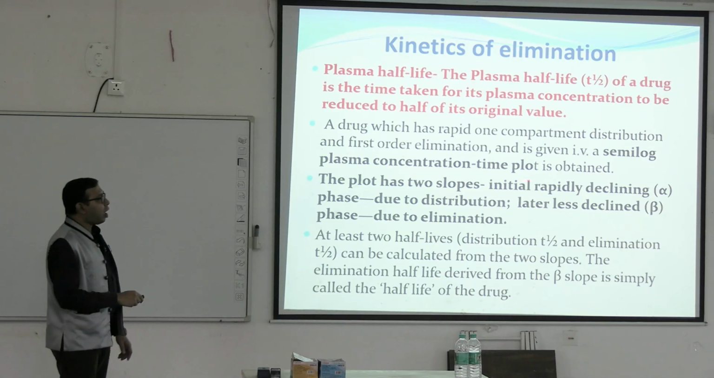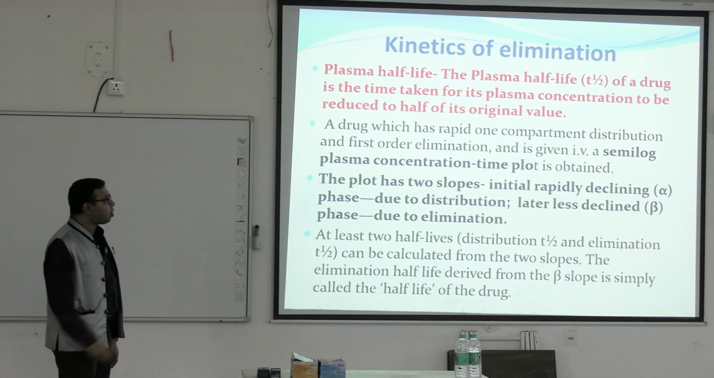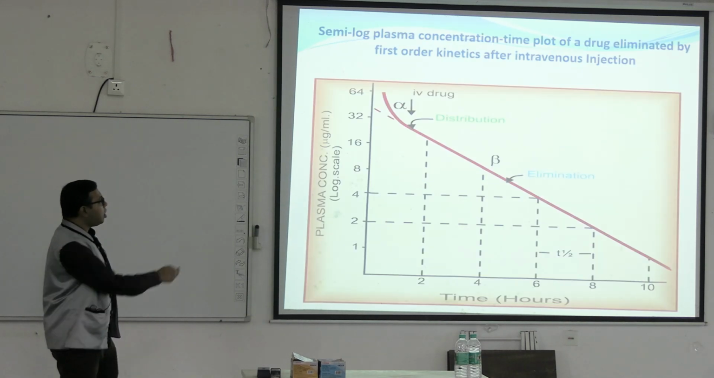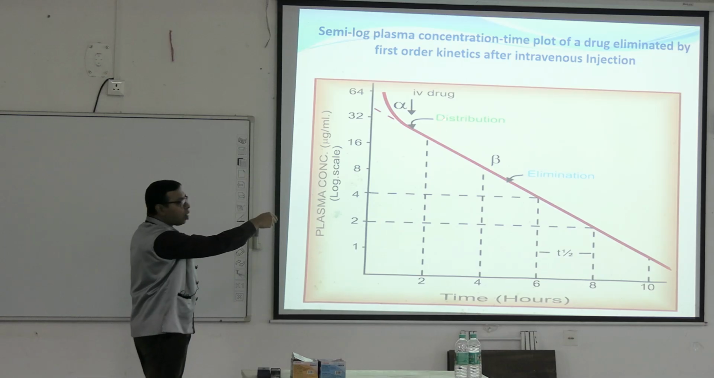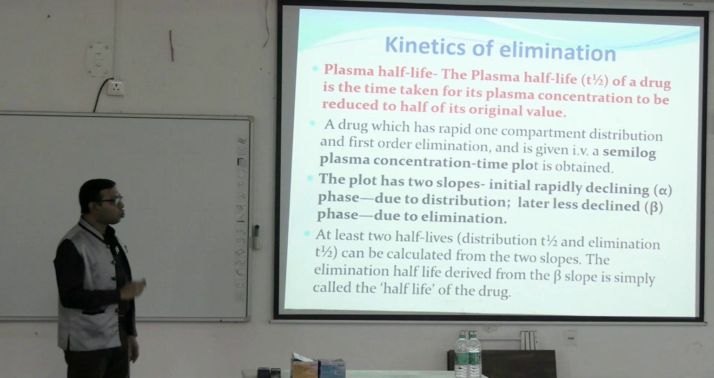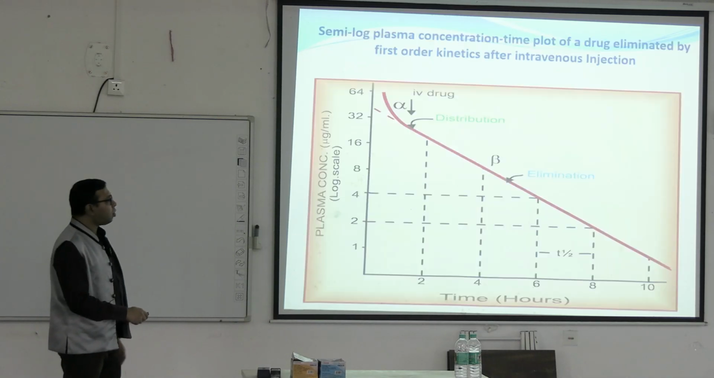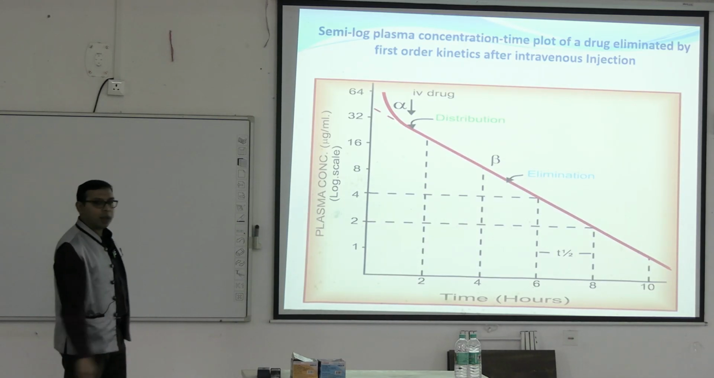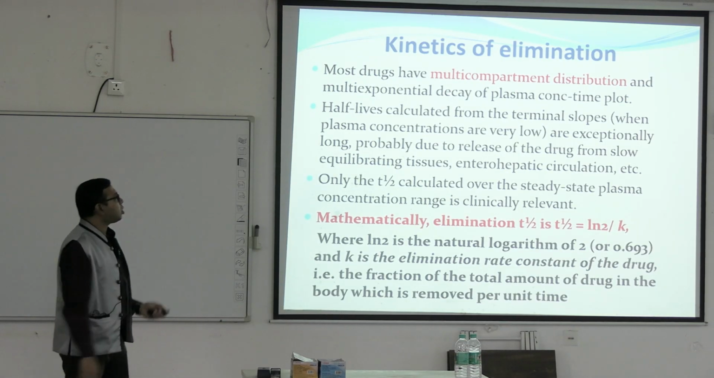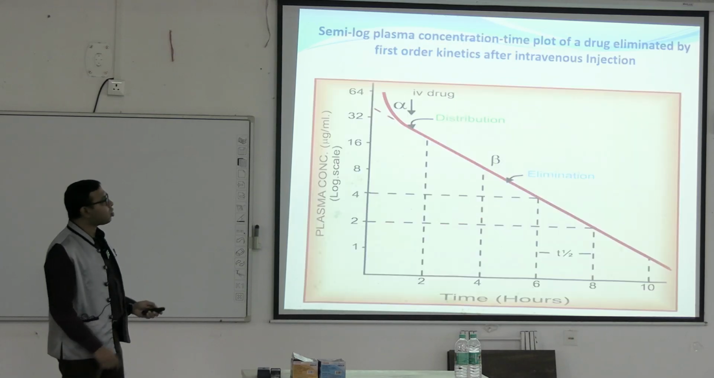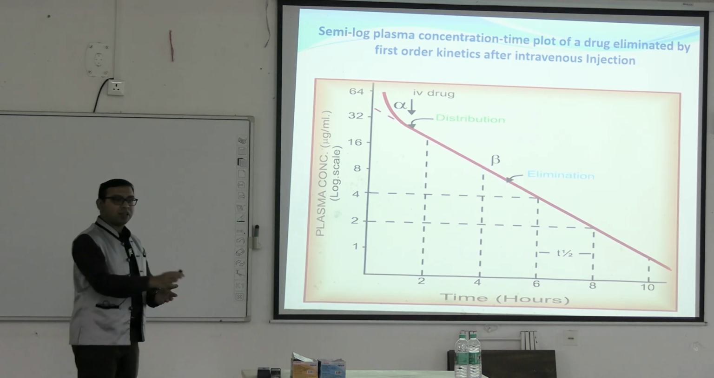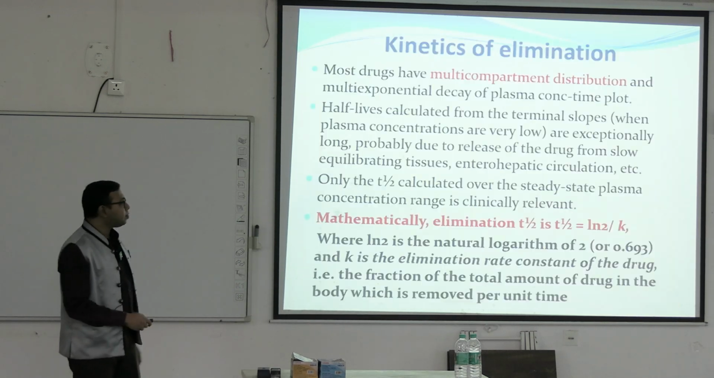So the plot has an initial rapidly declining alpha phase due to distribution and a less steeply declining beta phase due to elimination. Already we have seen this is the alpha phase, due to distribution, and this is the beta phase, due to the elimination of the drug. So at least two half-lives can be calculated, but by half-life we usually mean the elimination half-life. Most drugs have multi-compartment distribution, as I have talked about, and multi-exponential decay of the plasma concentration time plot. You can see this is an exponential equation. Ultimately the curve will not touch zero, it approaches it exponentially.